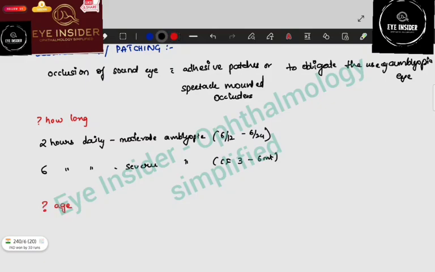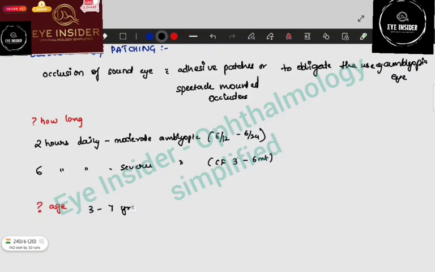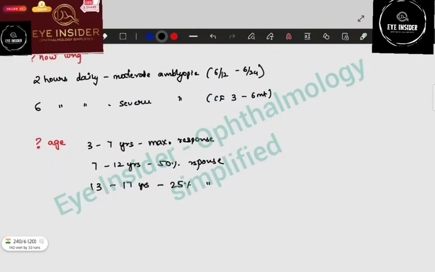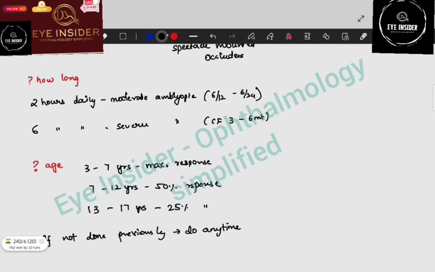So till what age or at what age can we start or continue this therapy? Studies say that 3 to 7 years patients have maximum response, 7 to 12 years have 50% response, and 13 to 17 years have 25% response. But this response is more compared to the ones if it is not done at all. Understood? So it is better to do it, whatever the age be. Understood? So this is the age.